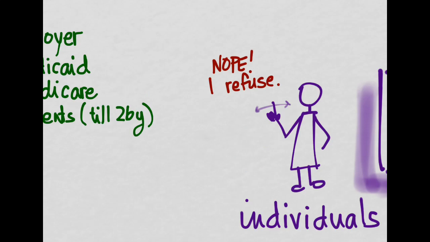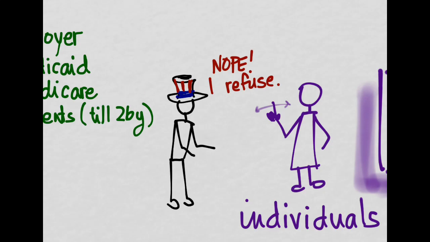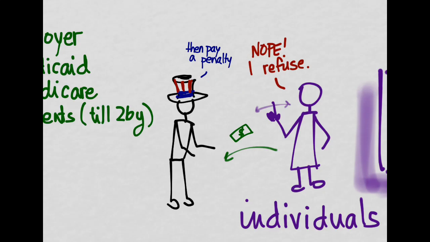Now, you might refuse, and you can do that. But if you do, then Uncle Sam's going to come knocking on your door, asking you to pay a penalty. And that penalty is going to start out being 1% of your taxable income, but it's going to eventually grow to being like 2.5% of your taxable income.